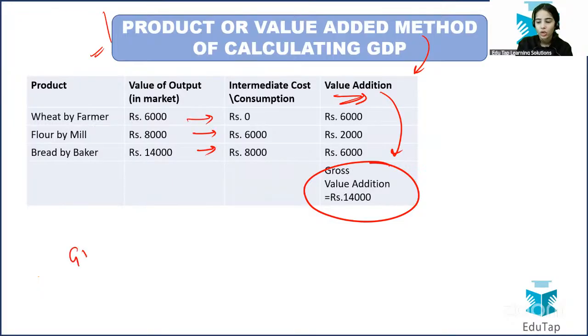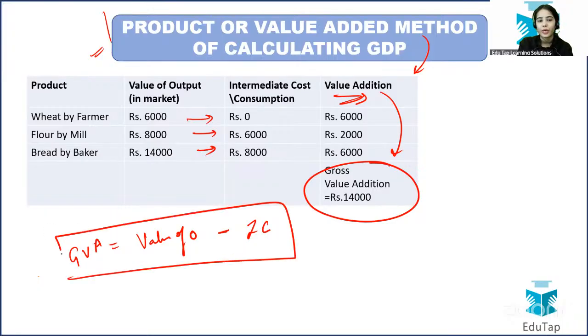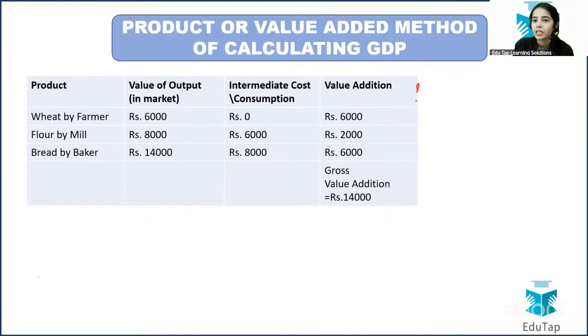So what is the gross value addition? This is the total value addition that is happening in the economy, where we take value of output and we deduct the intermediate consumption. So this is the formula of the value added method: value of output in the market, deduct the intermediate consumption. Okay. Why is this method used? Why not just add the values?